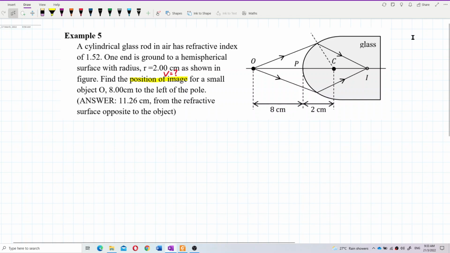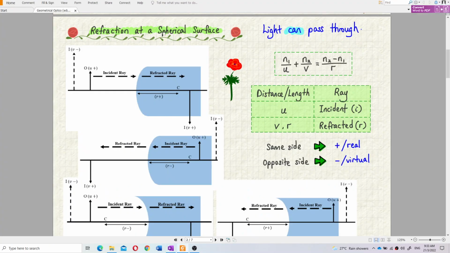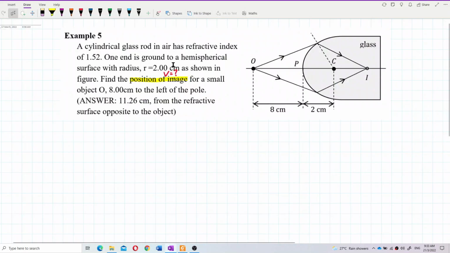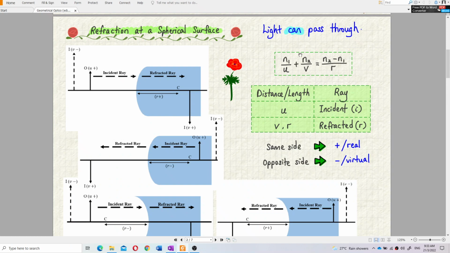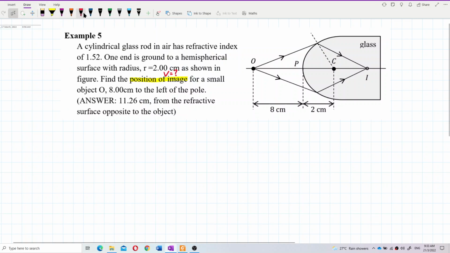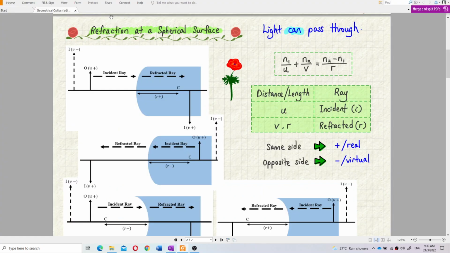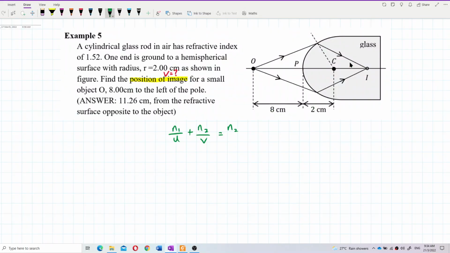So here we have refraction at one surface, refraction at a spherical surface. First I write down the formula. We have this formula: n1 over u plus n2 over v equal to n2 minus n1 over r. We're going to use this formula. So n1 over u plus n2 over v equal to n2 minus n1 over r.